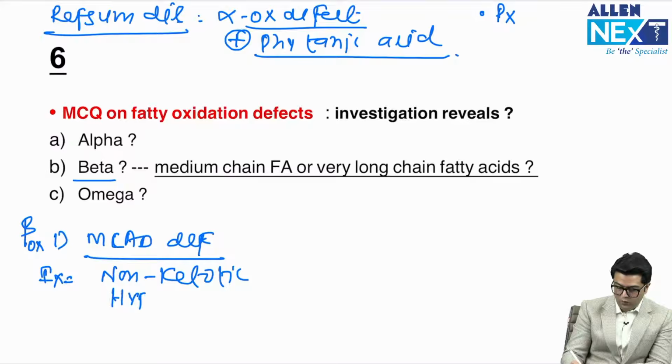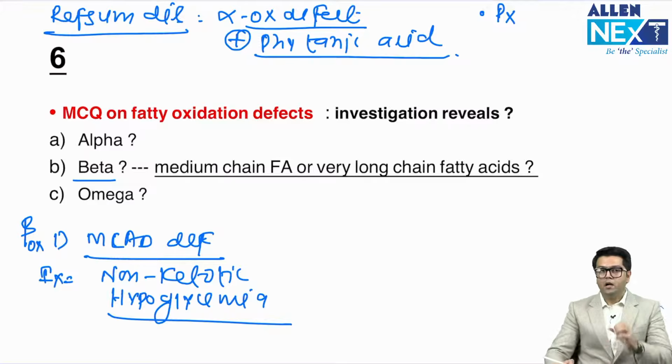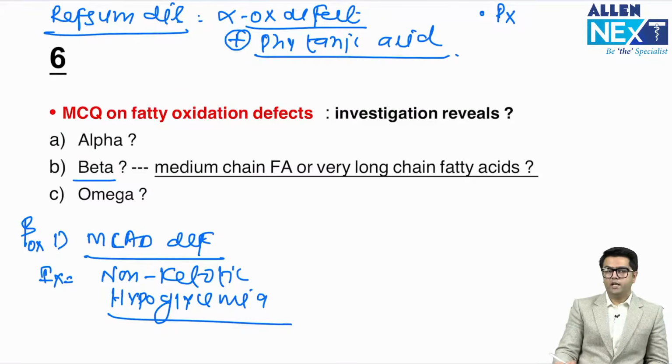Non-ketotic hypoglycemia. Guys, no condition in medicine apart from excess insulin dose or insulinoma, I mean to say excess insulin presence, can cause non-ketotic hypoglycemia. So this is the only answer. Unique point: non-ketotic hypoglycemia.